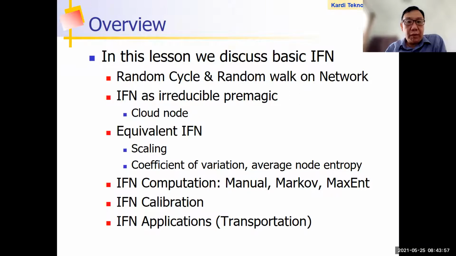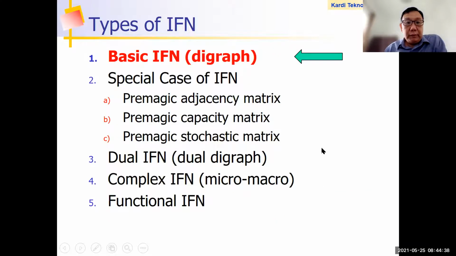I would like to give an overview that today we will discuss about random cycle, random walk, and IFN with the cloud node, equivalent IFN. Then the computation, I will just make it very brief, so you can use the Excel add-ins that I give you, and there are many other software of IFN that are available over the internet. And then I will discuss about calibration and briefly about application, only in transportation, but I can also briefly discuss about application in data science.